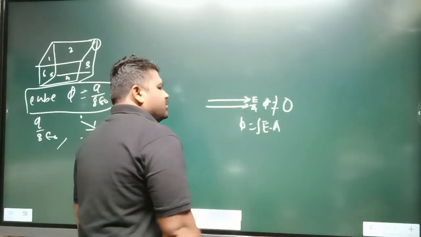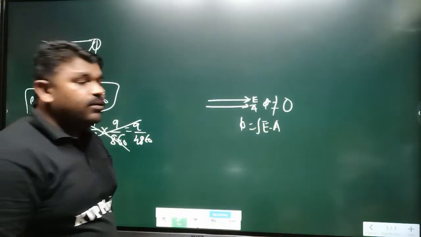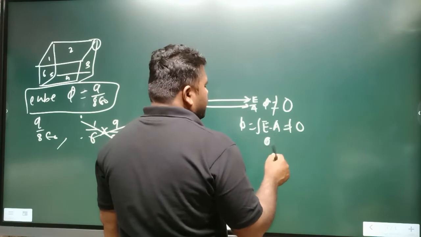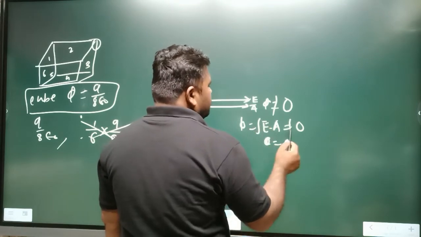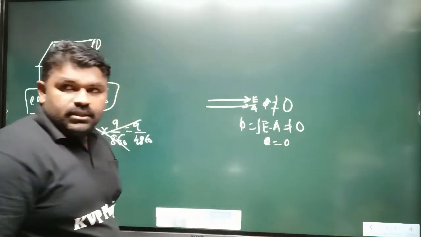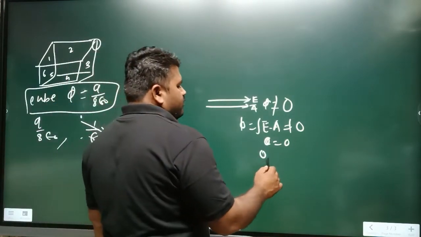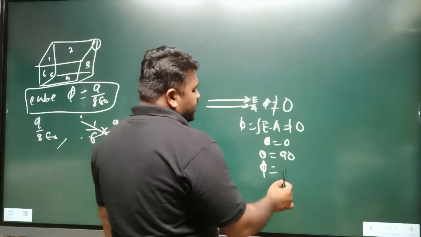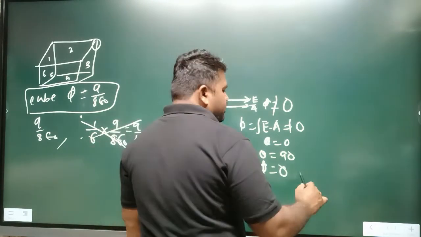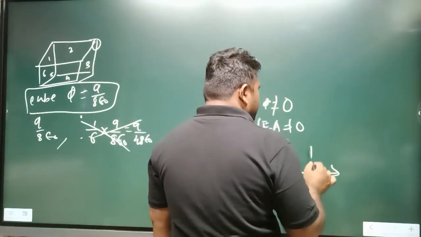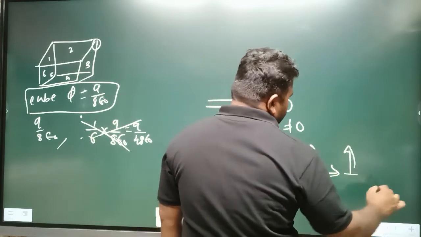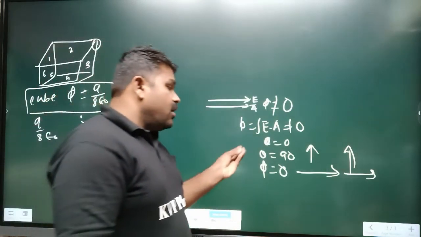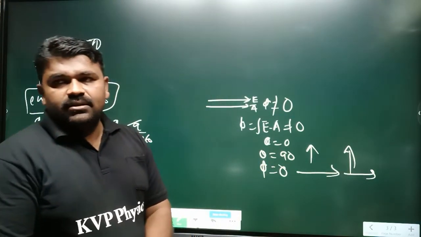Here the angle is equal to how much? 0. Angle 0, so EA is not equal to 0. This is equal to 0 only if theta is 90. Suppose theta is equal to 90, then flux phi is equal to 0. Means at that time the electric field is in this direction and the area vector in this direction. Angle between them is 90. How much flux is passing through this surface?